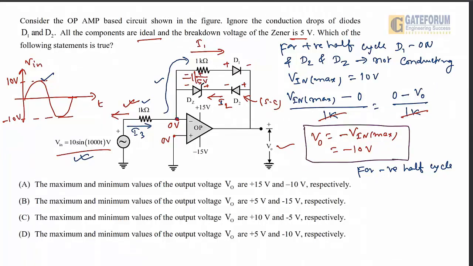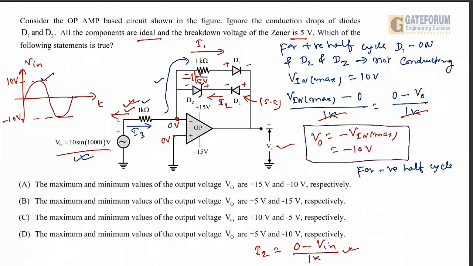So with respect to 0, when the input is a negative half cycle, D2 and DZ are in the conducting state. This I2 current flows through this, and the same current passes through this 1 kilo ohm in this direction, and we can easily find that current also. The current I2 is equal to 0 minus Vin divided by 1K.